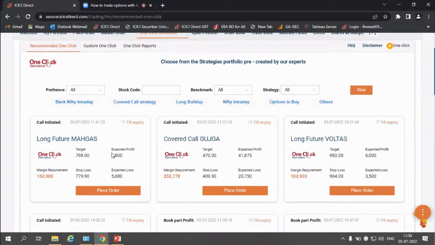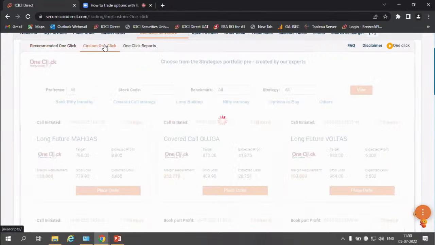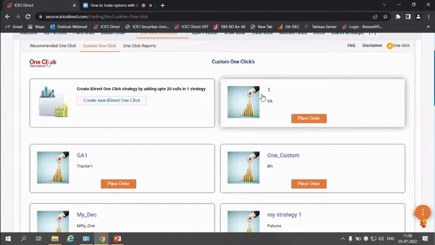Recommended one-click is the strategies that are given by the research analysts, the dedicated team that we have available in ICICIdirect. Those people keep on analyzing on a real-time basis, and then they give you the recommendations. Custom one-click is something where you can design your own strategy basically.